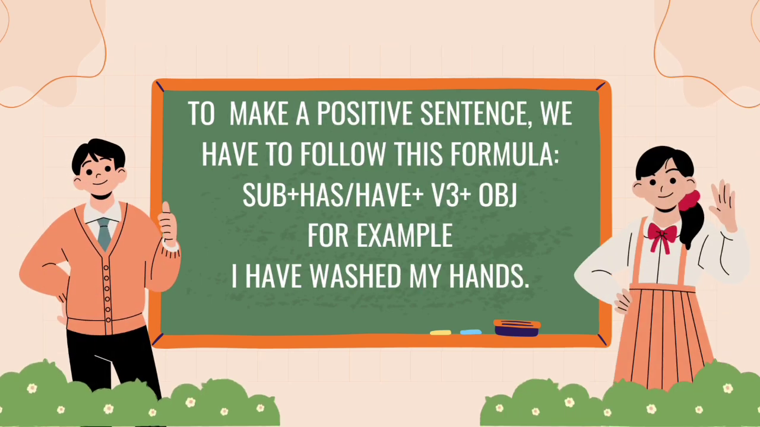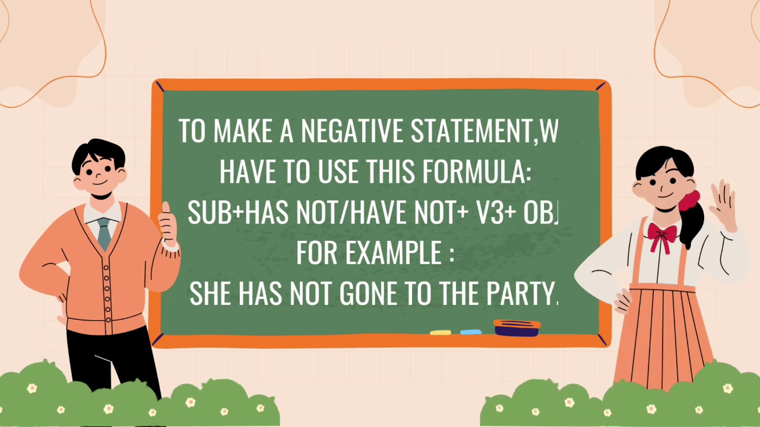To make a positive sentence, we have to follow this formula: subject plus has or have plus verb's third form plus object. For example, I have washed my hands.